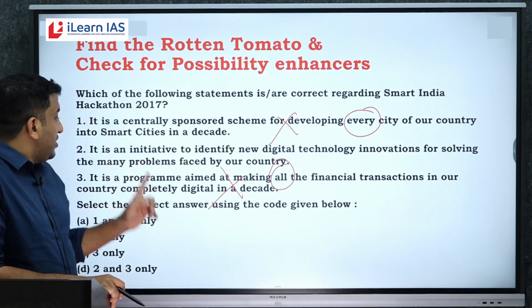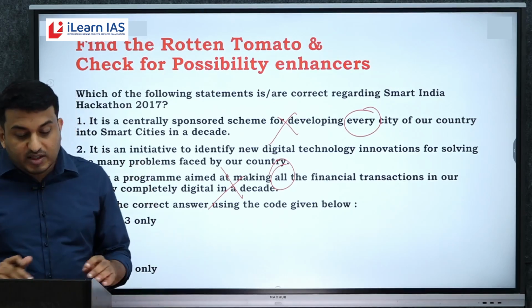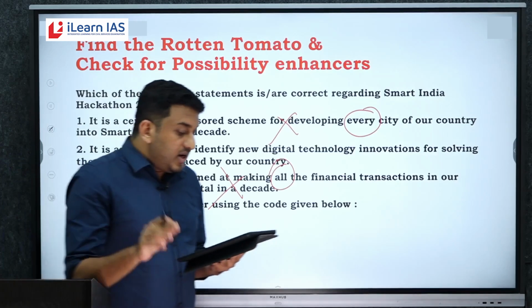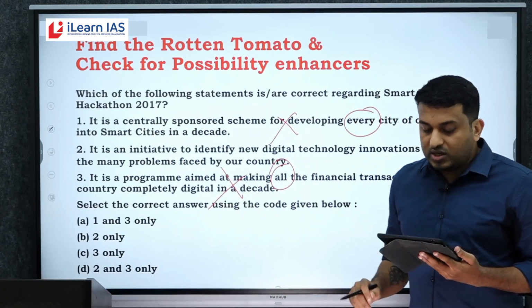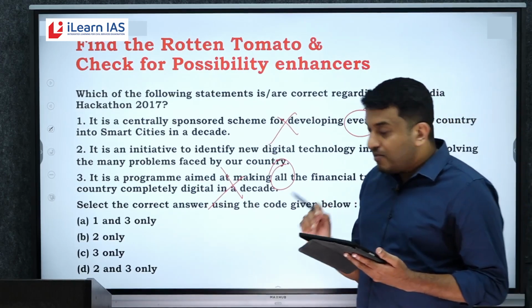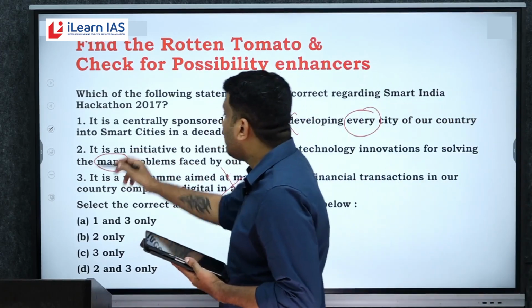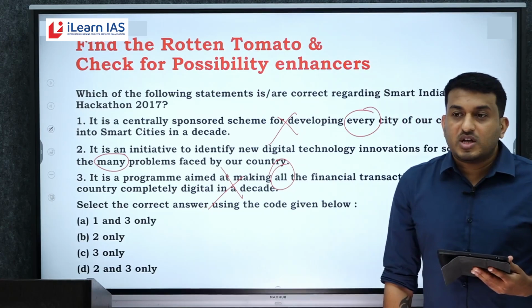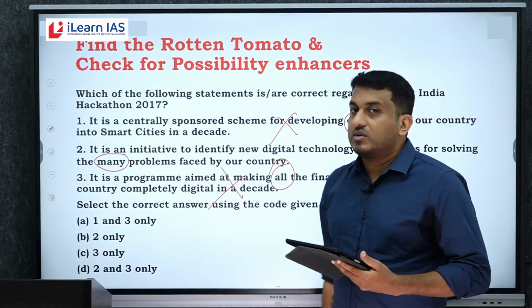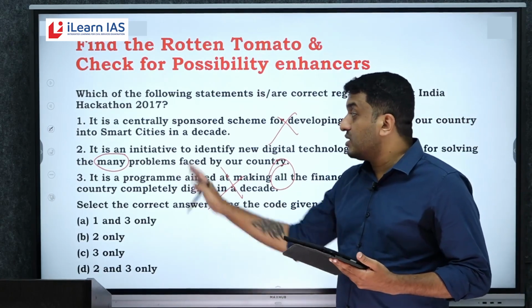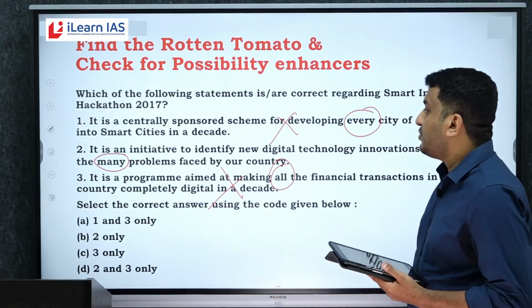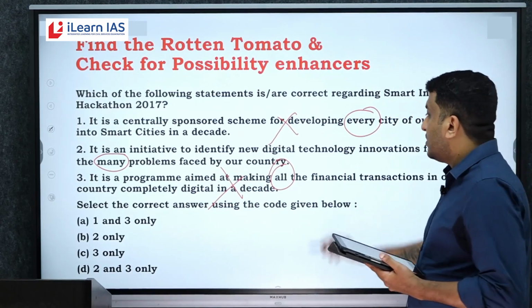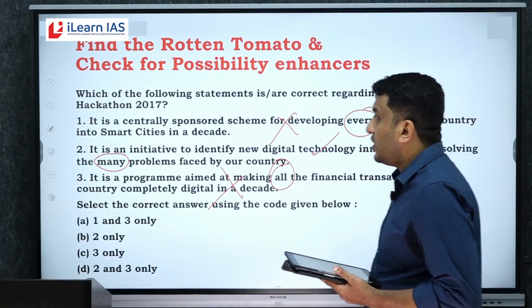Answer is 2 only. If you read that particular statement, it is an initiative to identify new digital technology innovations for solving the many problems faced by the country. You see, many problems. The examiner didn't use the words all problems. That is not possible. Many problems, some problems. Getting it? So many is what? It is a possibility enhancer. So the answer is 2 only.